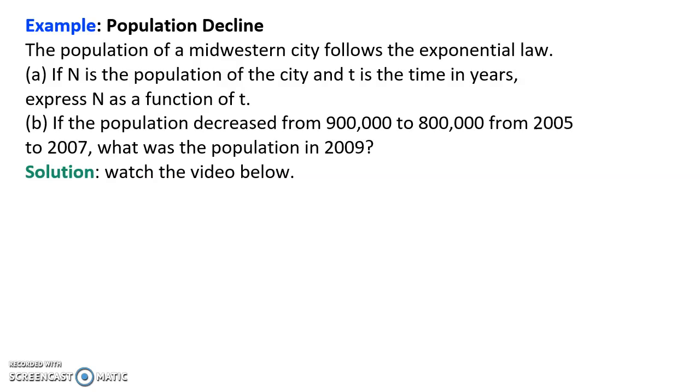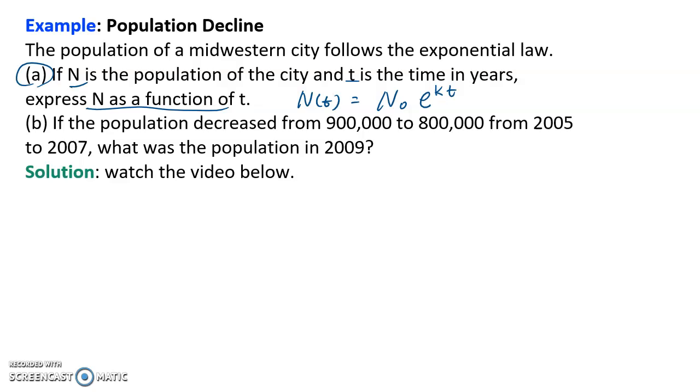In this video, we'll talk about a problem about the exponential decay. So first of all, for question A, since the population follows the exponential law, and N is the population and t is time, then expressing N as a function of t, N of t should be equal to N naught, which is the initial population, times e to the kt, where k here will be the decay rate.